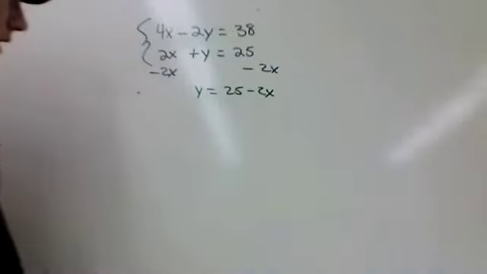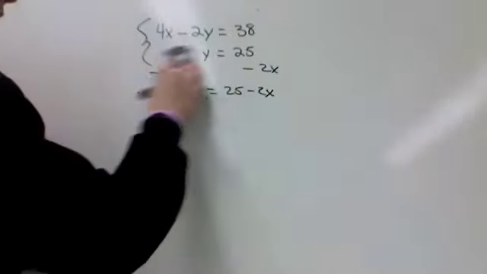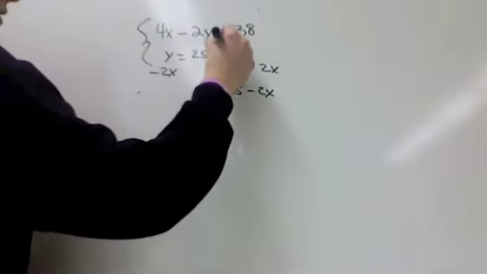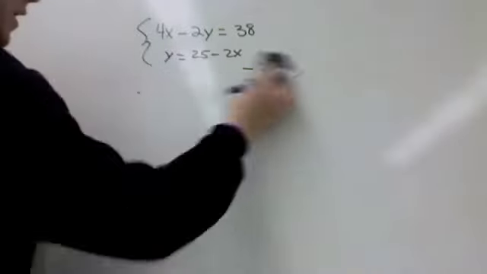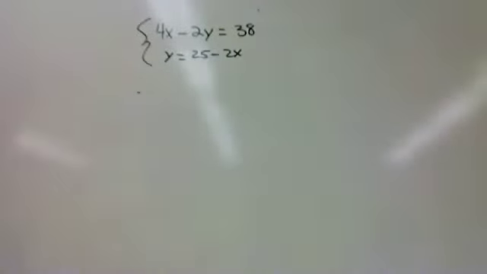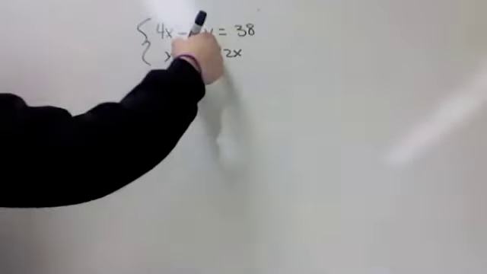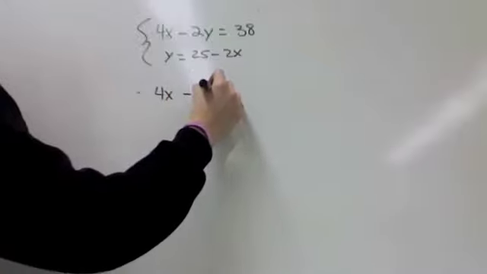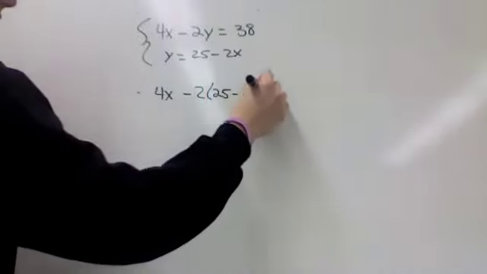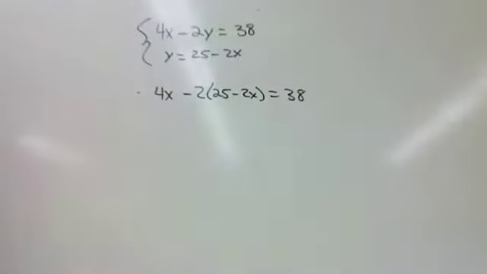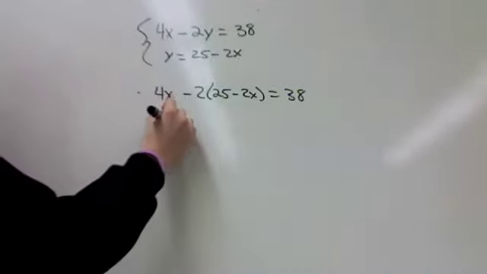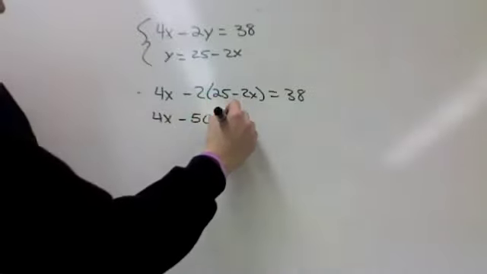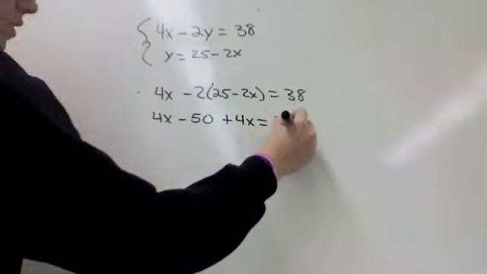So what we can do is simply erase what we have here, and we'll get y equals 25 minus 2x. Now that we've rearranged, we can substitute in for where we have y up here. We can just substitute in the 25 minus 2x. So we'll get 4x minus 2 times 25 minus 2x equals 38. Now we'll go 4x, negative 2 times 25 is a negative 50, and negative 2 times a negative 2x is a plus 4x equals 38.